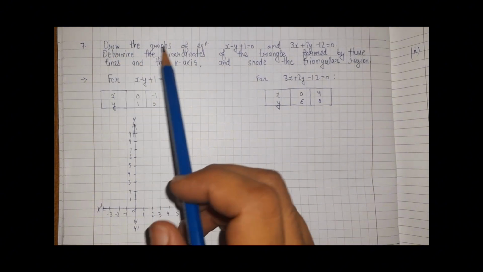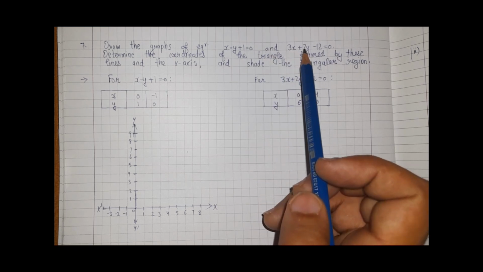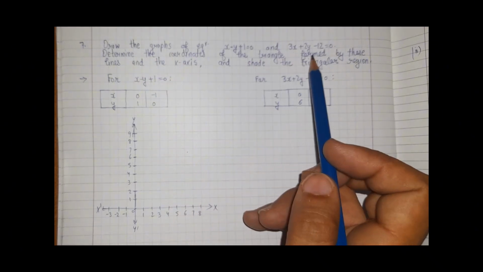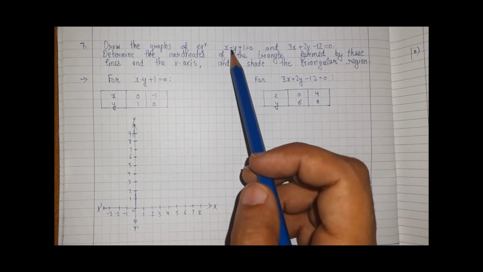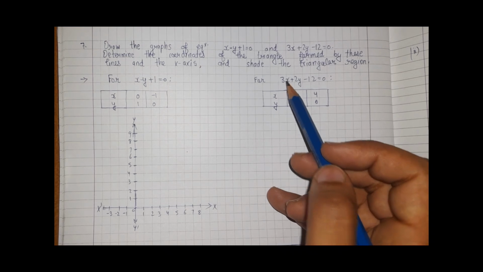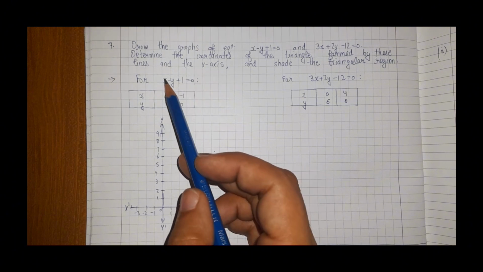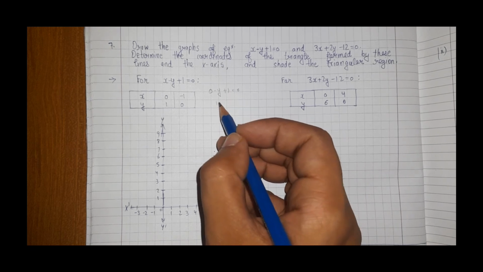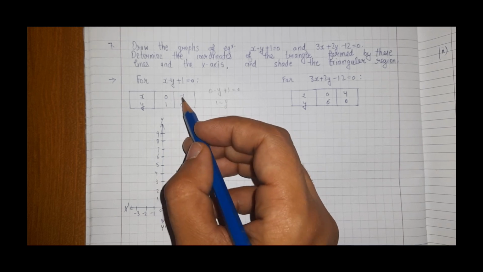Question number 7. Draw the graphs of the equations x minus y plus 1 equals 0 and 3x plus 2y minus 12 equals 0. Determine the coordinates of the vertices of the triangle formed by these lines and the x-axis, and shade the triangular region. Firstly, we have to draw the graph for these two equations. For this, find the solutions of each equation. For x minus y plus 1 equals 0, when x is 0, y equals 1. And when y is 0, x equals minus 1.